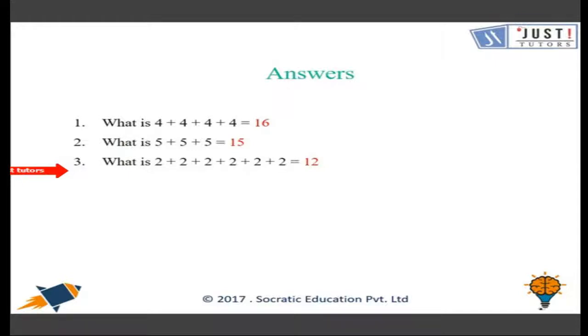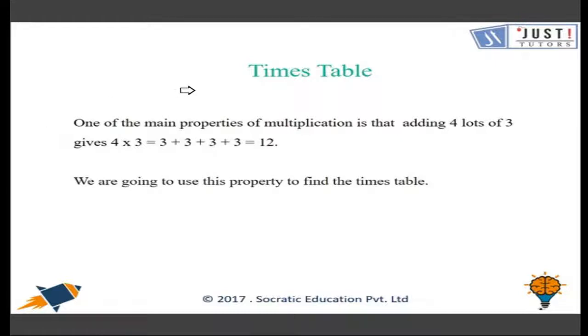Now let's get started with our topics. So we are going to learn about times tables. One of the main properties of multiplication is that it is done with the help of addition. For example, if you want to do 4 times 3 or 4 lots of 3, we will be adding 3 four times. So 3, add 3 is 6, 9 and 12. So for writing 4 times 3, we can add 3 four times, which is equal to 12. So we are going to use this property to find out the times tables.